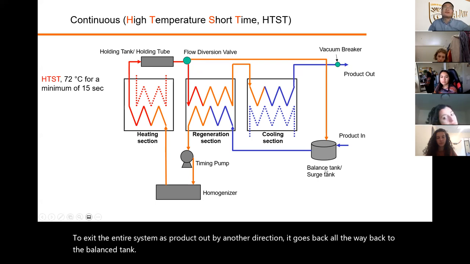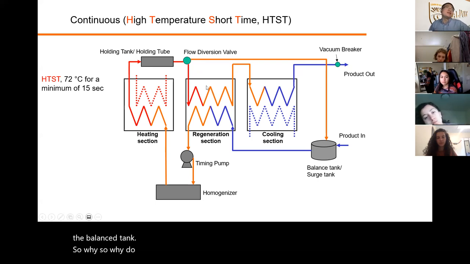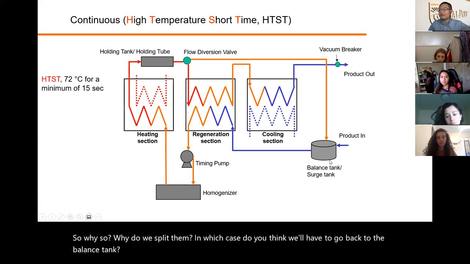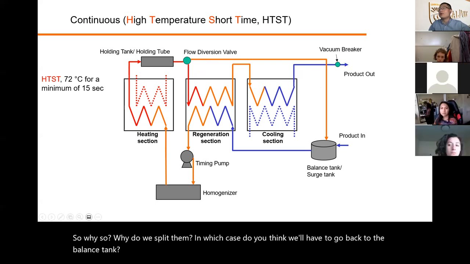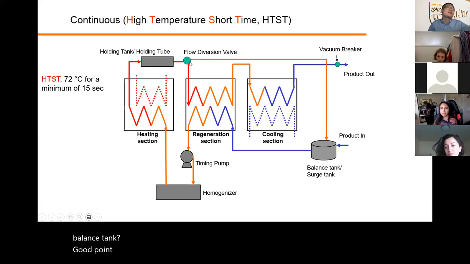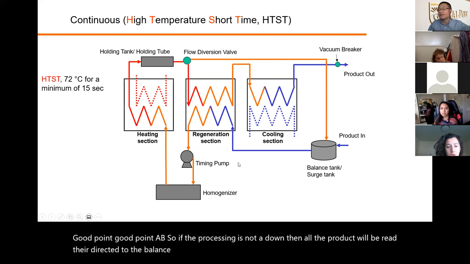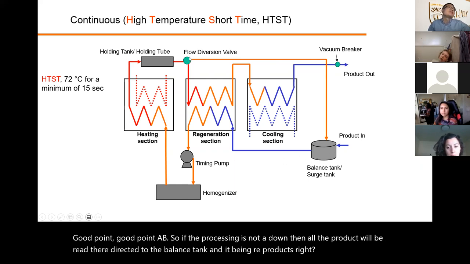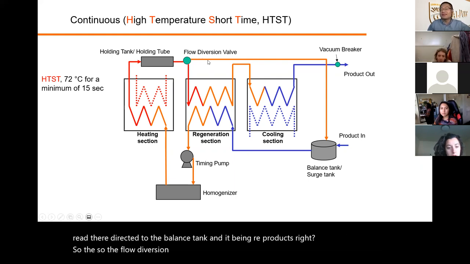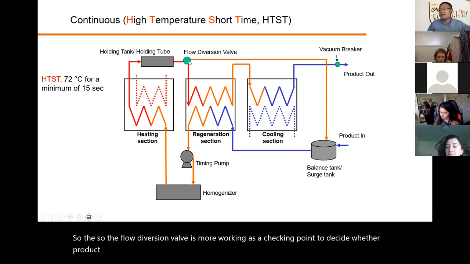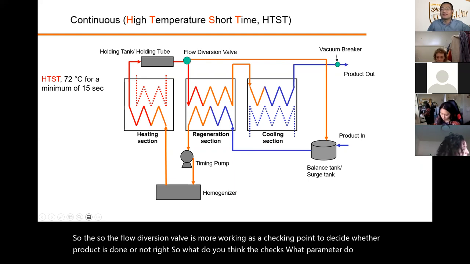So why do we split them? In which case do you think we have to go back to the balance tank? If the processing parameters weren't met. Good point, AB. If the processing is not well done, then the product will be redirected to the balance tank and reprocessed, right? So the flow diversion valve works as a checking point to decide whether the product is done or not, right? So what do you think it checks? What parameter do you think it is monitoring?